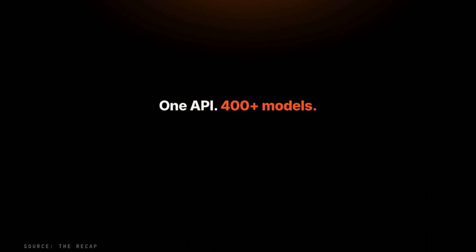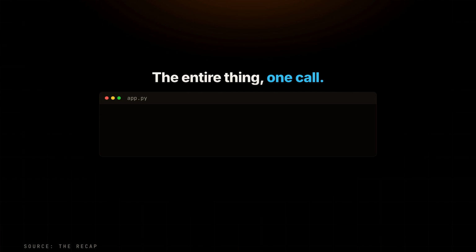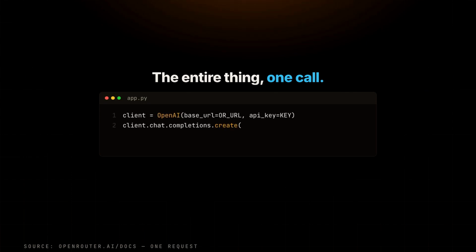That is the whole story: one API, 400+ models, smart routing underneath, and your own code barely changes to get it. The entire integration is still just one familiar request. The same SDK, one base URL, one key, and a model name. Everything else OpenRouter handles for you.